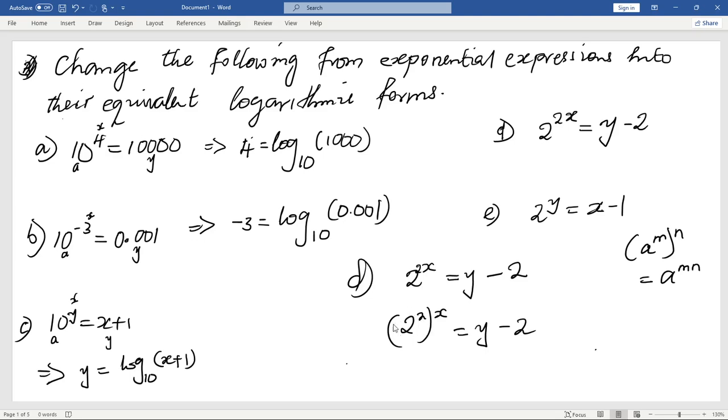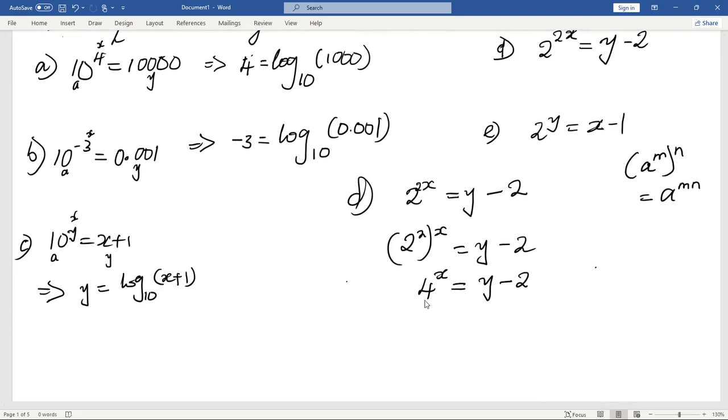So then 2 to the power 2 will simply give us 4. Meaning that there, we're going to have 4 to the power x is equal to y minus 2, like this. If this is the case, then x will be equal to log y minus 2 to the base 4, like this.